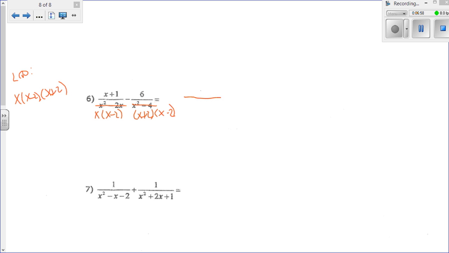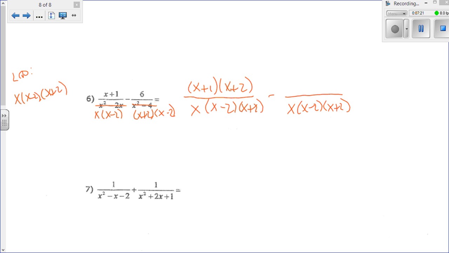So for my first fraction, what's missing is an x plus 2. So I must multiply the numerator and denominator both by x plus 2, minus x times x minus 2 times x plus 2 in the denominator. 6, and what was missing there was just an x.